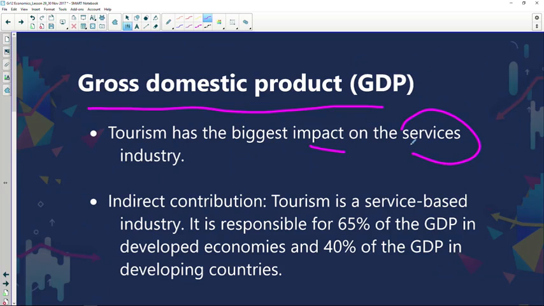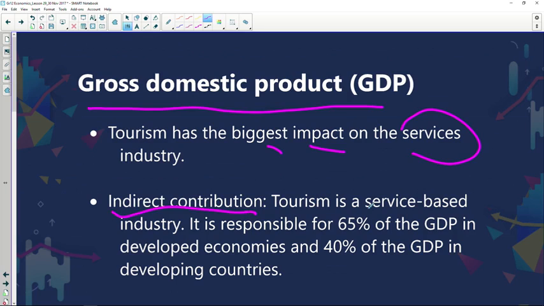And today we are focusing on tourism and the impact of tourism on the economy. Now we are going to move on and look at the GDP, our gross domestic product. So we know that tourism has the biggest impact on the services industry. So it's more service orientated. So we know that in terms of service, they have a big impact. So let's have a look at the indirect contribution to start off this discussion.